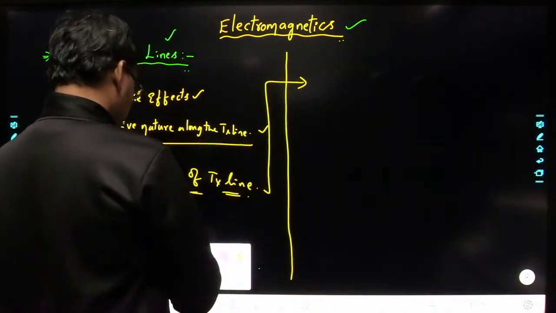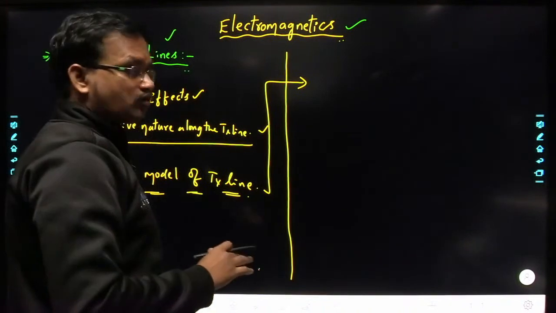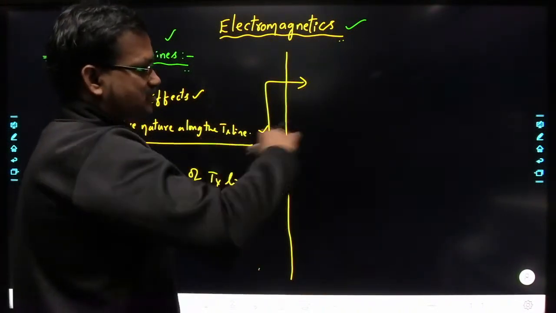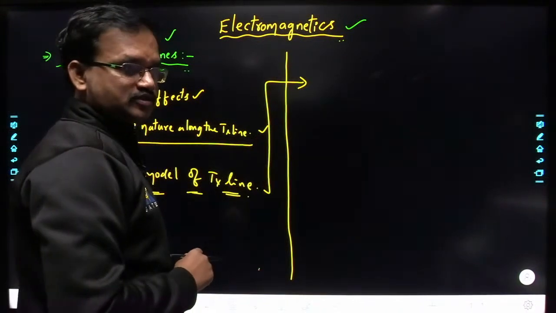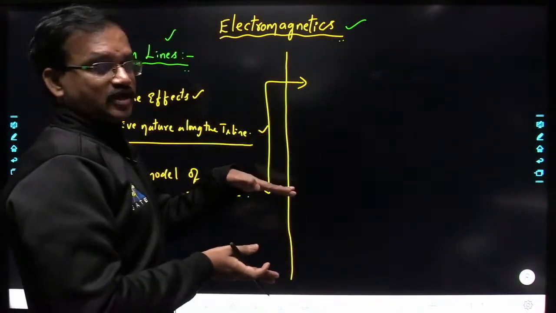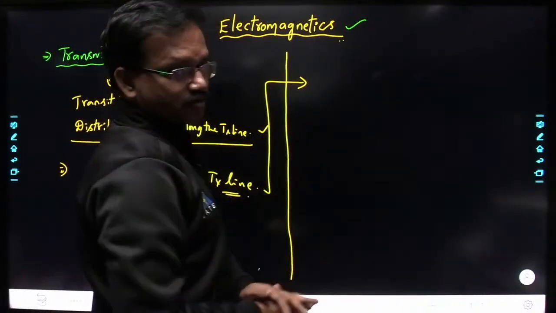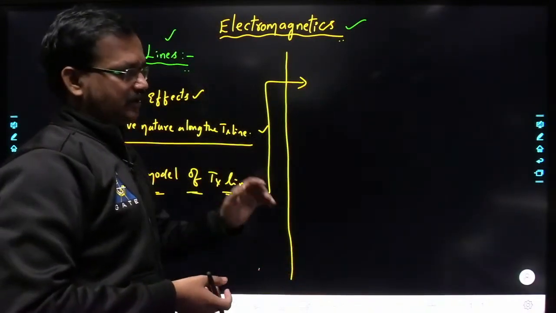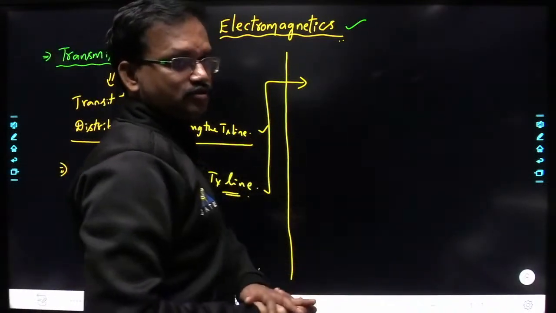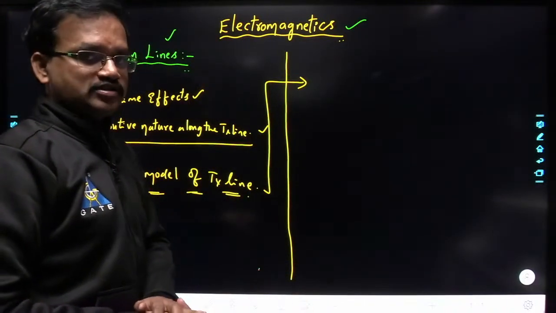We have seen that the resistance is going to distribute along the transmission line, and the inductance is also distributed along the length of the transmission line, and the capacitance will be developed across the transmission line, and it is also distributed throughout the transmission line, and then conductance has developed across the transmission line, and it is also distributed throughout the length of the transmission line.